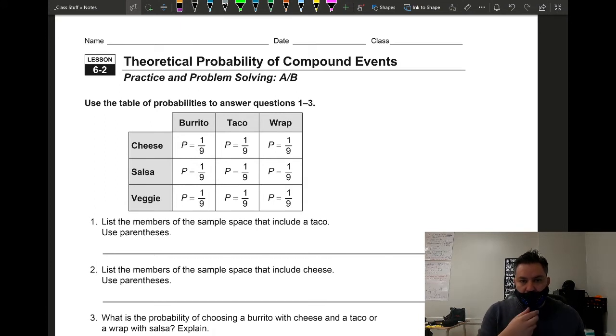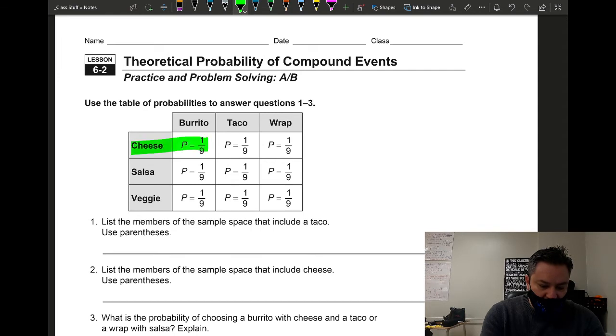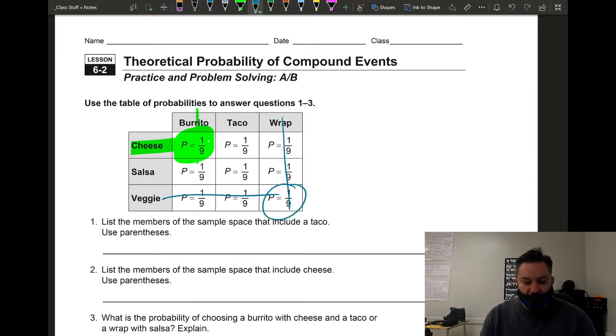So the compound probability is just going to be the multiplication of those, 3 times 3, which is 9. So the probability of getting a burrito with cheese, for example, is going to be 1/9. There's only one combination like that. The probability for getting a wrap with the veggie, all you got to do is connect those two squares and it's going to be that one right there. Okay, 1/9. So the probability for getting each one of those is 1/9.